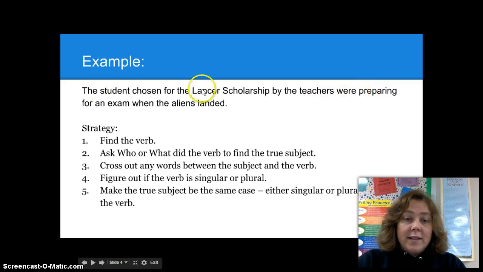Then you cross out all these words in between, and you find that student is singular, so he or she, and we don't say he or she were preparing, we say he or she was preparing. So therefore, we need to change the verb here to make it agree. The trick is they try to put this word teachers here and make it plural by the verb were preparing, so it sounds correct, but not with the true subject. The true subject is student.